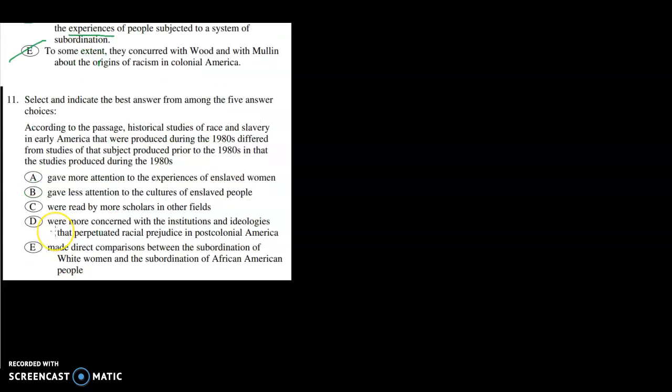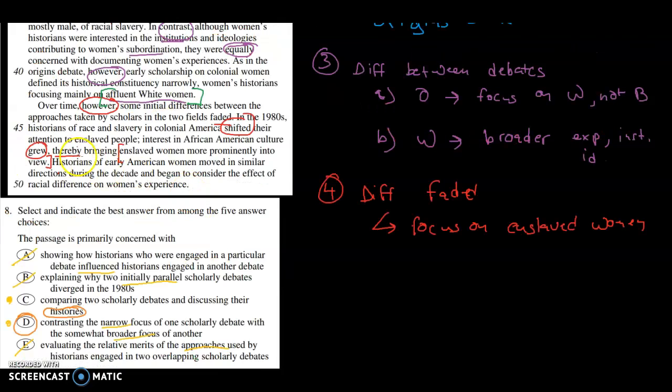Okay, very quickly, let's do 11. According to the passage, so there's our key, is the idea that we're going to have something that will be explicitly stated in the passage. Historical studies of race and slavery in early America that were produced in the 1980s differed from studies prior in that the studies. Okay, but let's think about this. They're bringing up the 1980s a lot. Where did we talk about that? That was paragraph 4. What do we say about this? In the 1980s, historians of race and slavery shifted attention to enslaved people, so on and so forth.